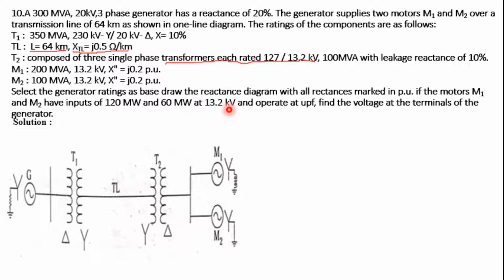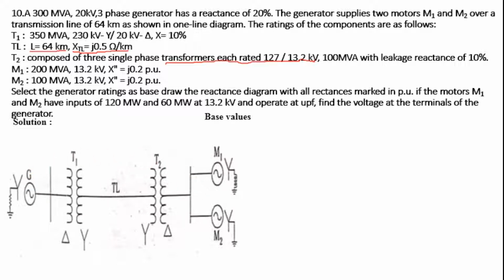Motors M1 and M2 have inputs of 120 megawatt and 60 megawatt, working at 13.2 kV and operating at unity power factor. Find the voltage at the terminal of the generator. This is somewhat the same as a previous numerical we solved. We need to calculate the terminal voltage of the generator. The motors work in parallel, so we calculate the voltage, then the current, and the total reactance, then come to the generator.